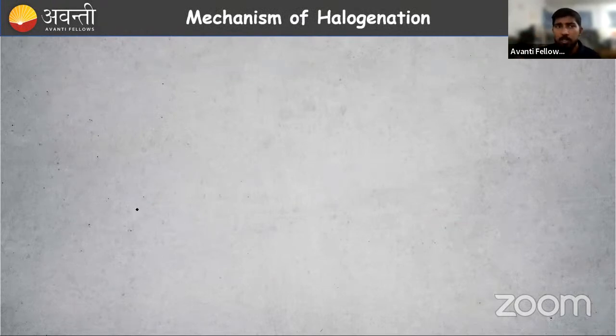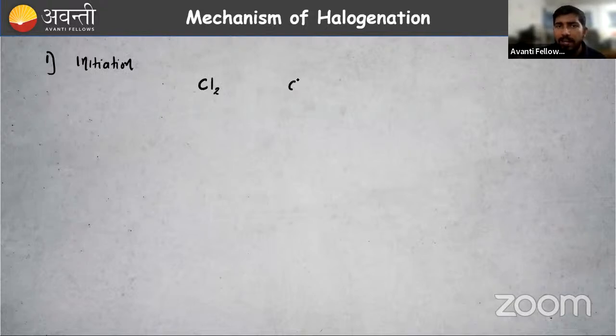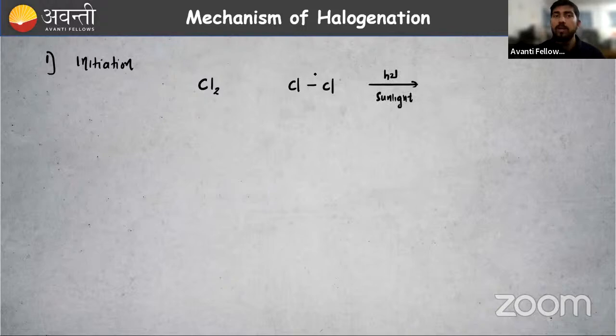There are three steps. First, we have to start it, and that is known as initiation. We have a halogen, chlorine, which I am writing as Cl-Cl. In the presence of sunlight, that is h nu, homolytic cleavage will happen. Homolytic cleavage is indicated by a fish hook arrow.